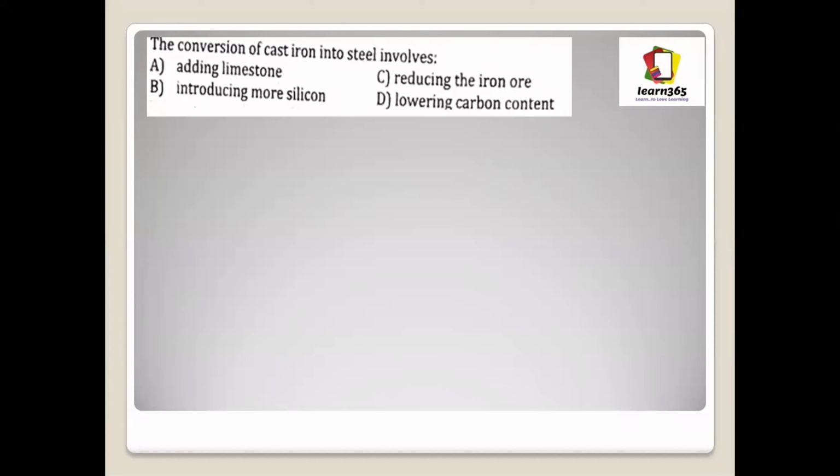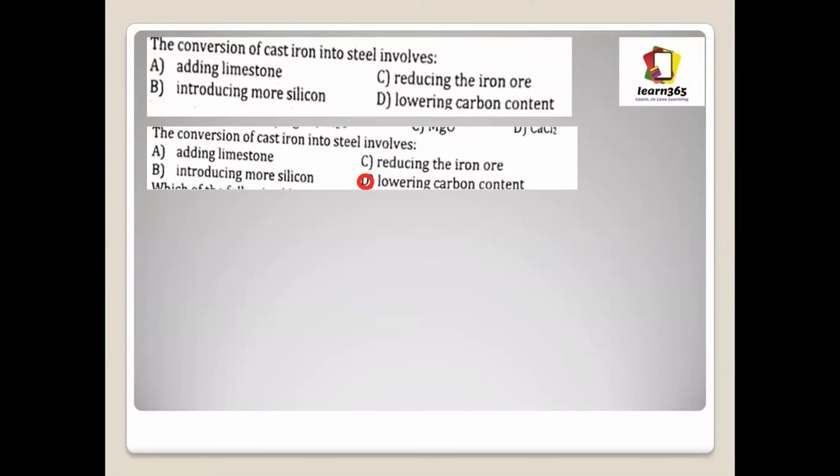Yes. Okay, that's it. No one else is participating. Okay, now listen. For the conversion of cast iron into steel, what is the first step? Does anybody know? Okay, first we'll see what is the right option. I'm sure all of you are eager to know it. Yes, lowering the carbon content. That's the right answer. This is D.